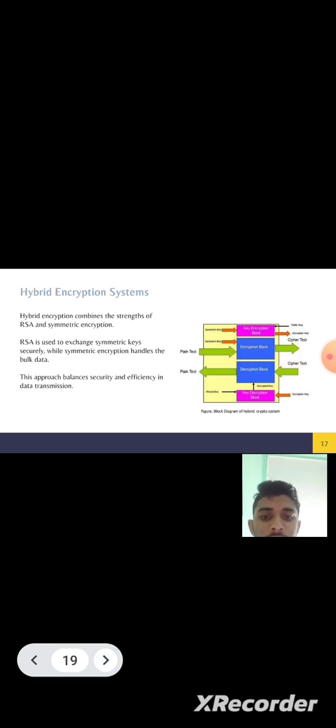Hybrid encryption systems. Hybrid encryption combines the strengths of RSA and symmetric encryption. RSA is used to exchange symmetric keys securely, while symmetric encryption handles the bulk data. This approach balances security and efficiency in data transmission.